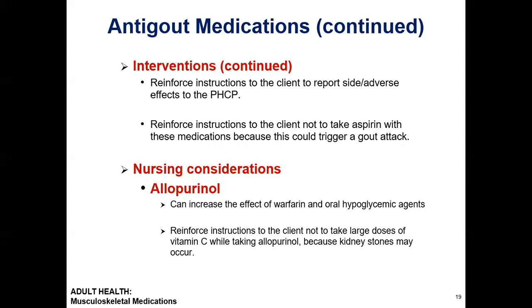Reinforce the instruction to the client not to take aspirin with this medication. Why? Because this could trigger a gouty attack. Aspirin is a very friendly drug for our heart. It prevents heart problems. But aspirin with allopurinol, aspirin with colchicine, aspirin with probenecid, not good.